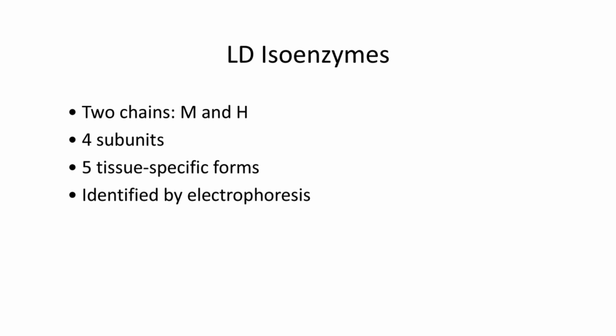LD also has isoenzymes, formed from two types of chains, M and H. With 4 subunits, LD can exist in 5 different tissue-specific forms. These isoenzymes are separated and identified by electrophoresis, which helps pinpoint the source of disease.